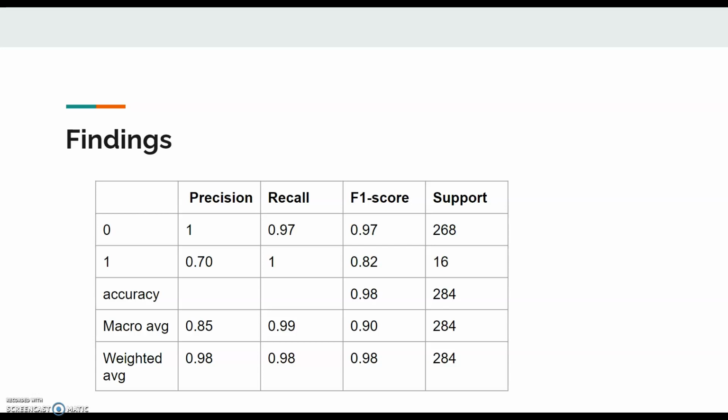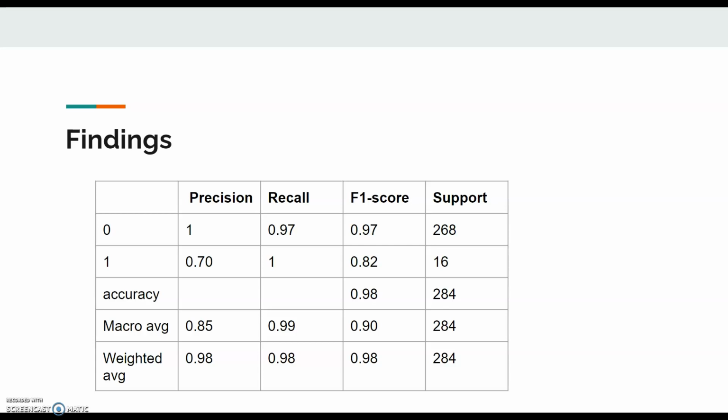So the first row with the 0 is not as important as the second row with the 1, because if a person did not need a biopsy and they did receive a biopsy, it's not as bad as a person who needed a biopsy and did not get a biopsy. So that's why we focused on the second row and the third column, which is the recall 1.